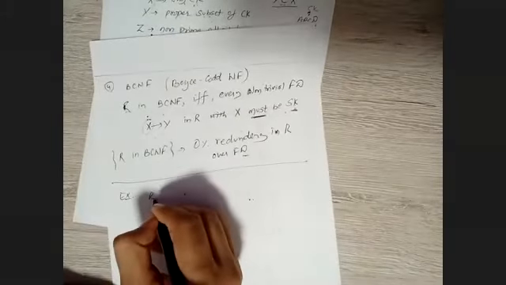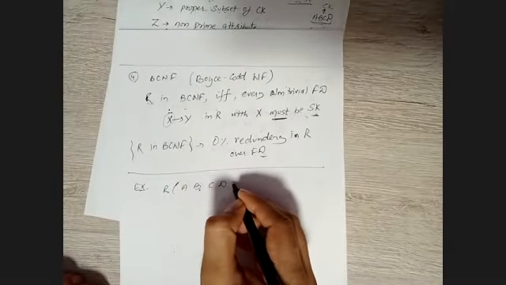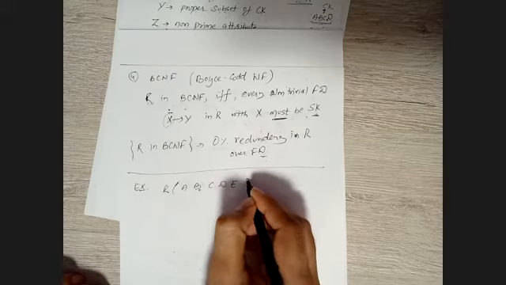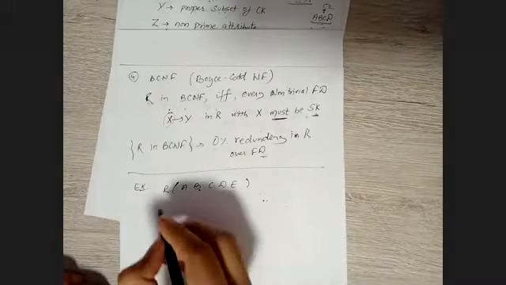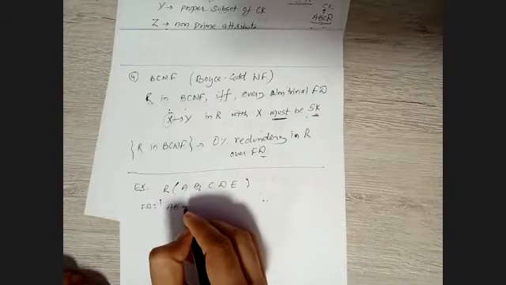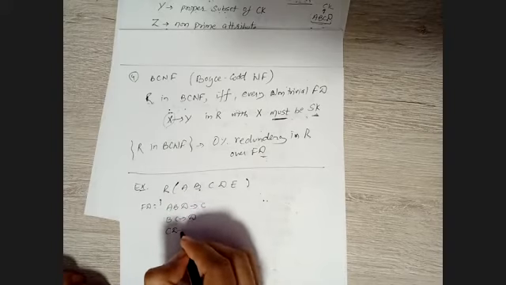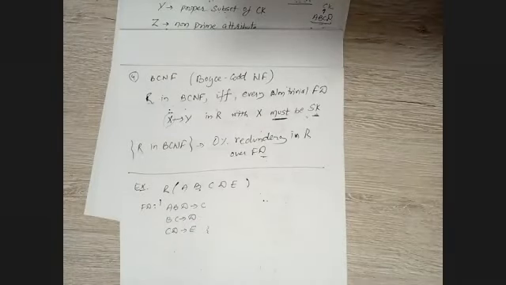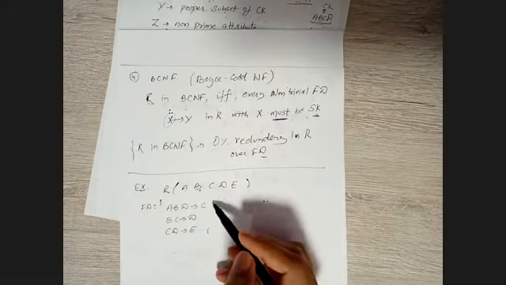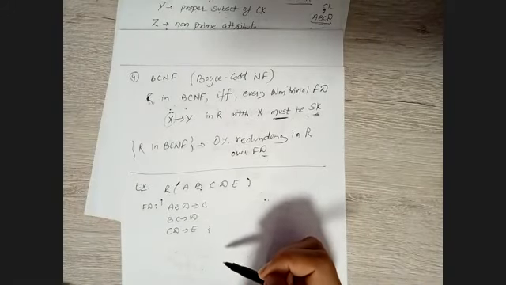So see, I have the relation R. The set of functional dependencies are, for example, ABD determines C, BC determines D, and CD determines E. This will be given in the question. We need to check which is the highest normal form satisfied by this set of functional dependencies.